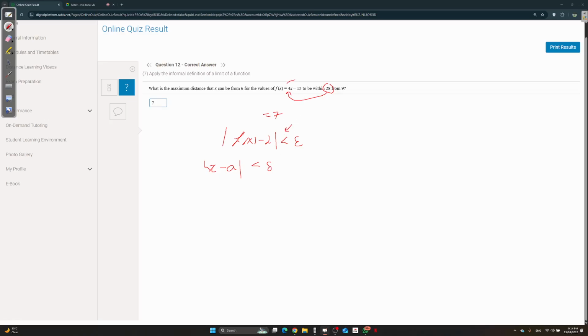F of x in this case is 4x minus 15. The limit is what? 9, less than 28. Alright, so you get |4x minus 24| less than 28. Dividing by 4, you get |x minus 6| less than 7. And your target is 6. So you're supposed to get x minus 6. Did we get x minus 6? Yes. So the answer is 7.